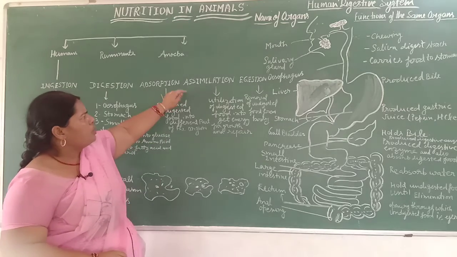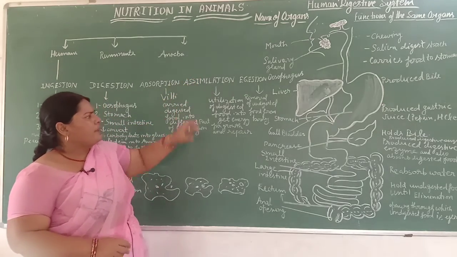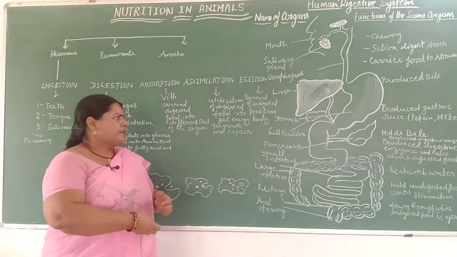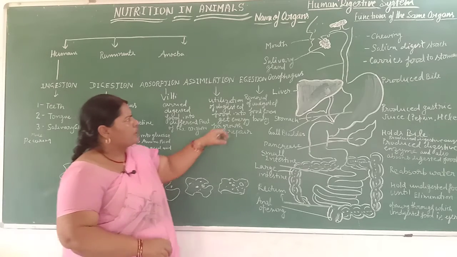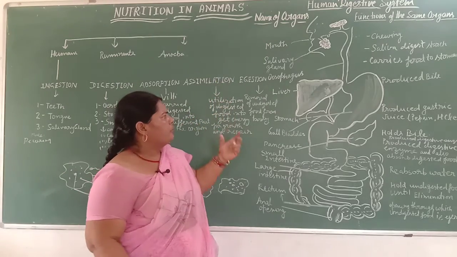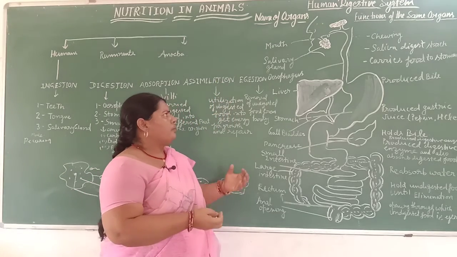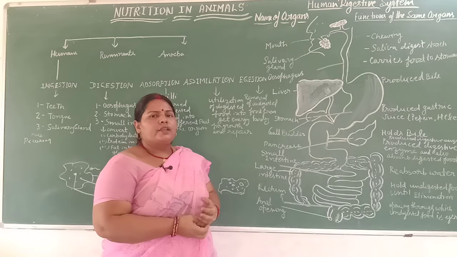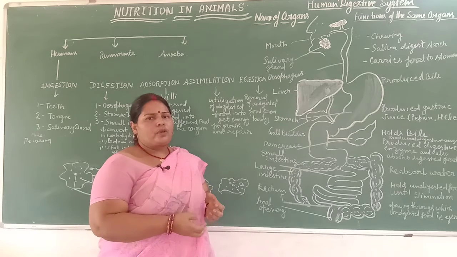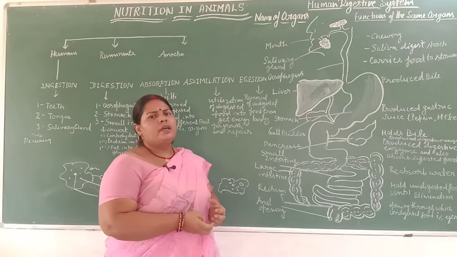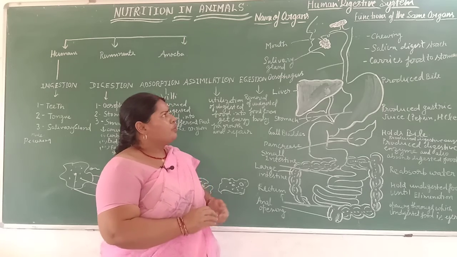The next process is assimilation. The digested food is utilized to get energy for growth and repair. And the next process is egestion. Egestion is the removal of undigested food from the body. In this way you see how humans carry out the digestion process. This is a complex process, so you learn step by step.